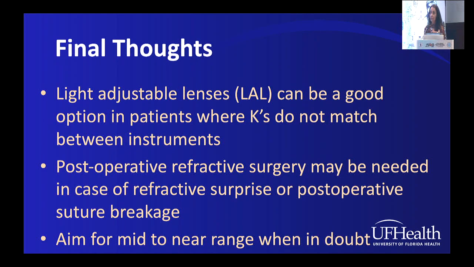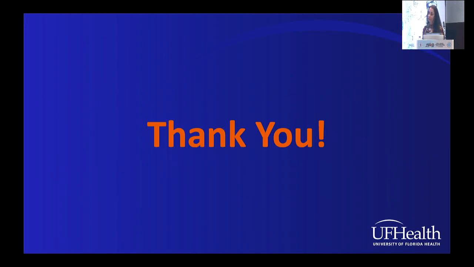And some final thoughts. We've heard about light adjustable lenses. We've heard about small aperture lenses, and those are good options for these patients, especially in those irregular corneas, and you'll hear another talk on that. You might need to do postoperative refractive surgery, and I've done LASIK or PRK on patients who've had PKs, and you can do them. They're a little bit more challenging. But you might need to do that if you have a refractive surprise or postoperative suture breakage. And whenever you're in doubt, aim for near. As long as you can give them useful vision at some distance, they're usually pretty happy about this. Thank you.